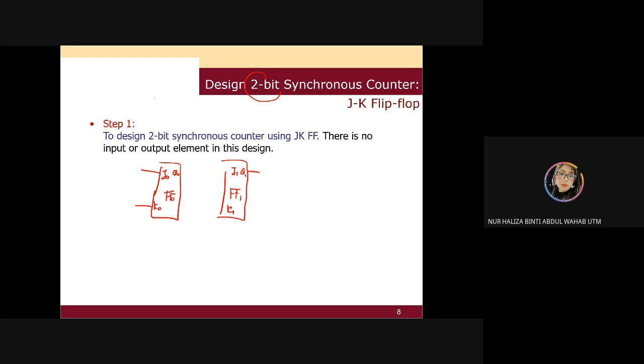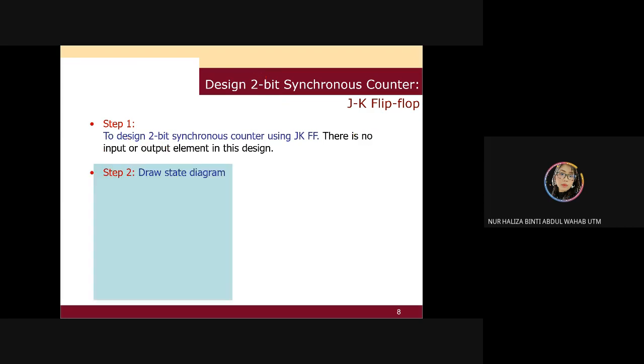Last time, for the previous one, you had only 1 bit. Now we have 2 bits here. There are no input and output elements yet because you don't know the connections. You need to find them out after this. Okay?